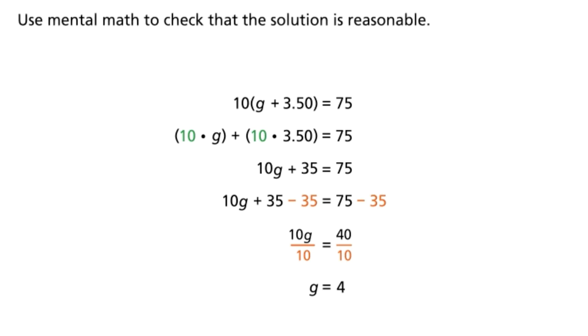We can use mental math to check that the solution is reasonable. Think: 10 times 4 plus 3.50 is 10 times 7.5, or 75. The solution checks.